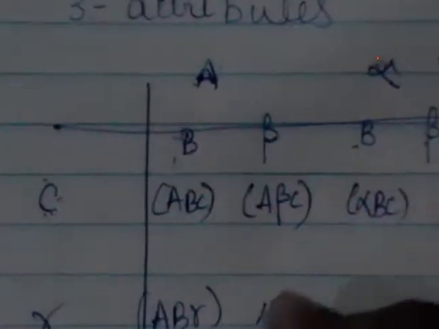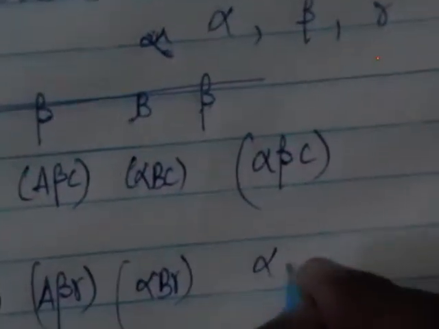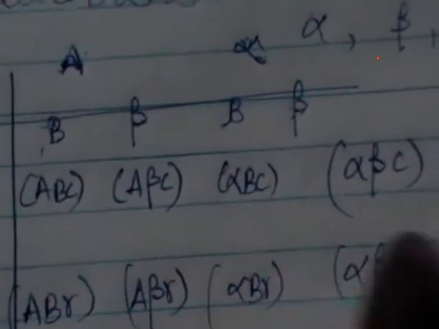A beta gamma. Next one, alpha B gamma, alpha, beta, gamma. So these are the third order. How many you got? 1, 2, 3, 4, 5, 6, 7, 8. Third order, you got 8 here.